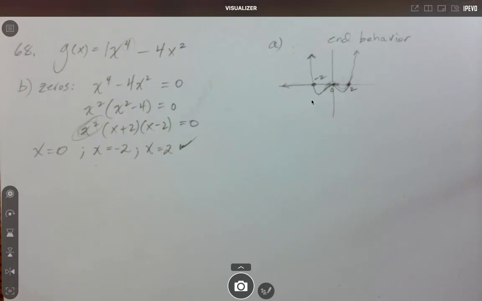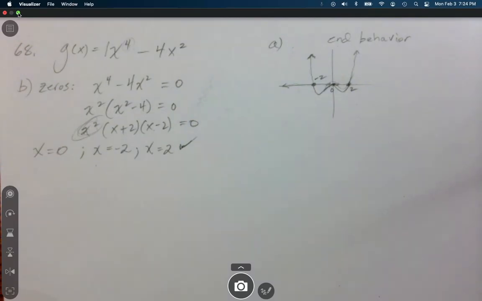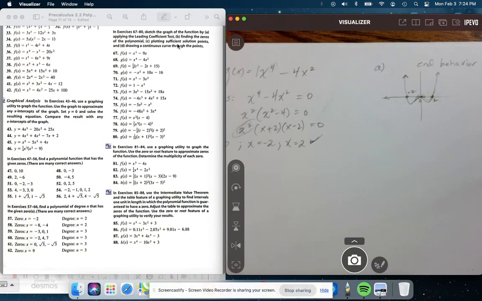So it's becoming more defined, right? So let's see what else we got to do. C, plot sufficient solution points. Okay.